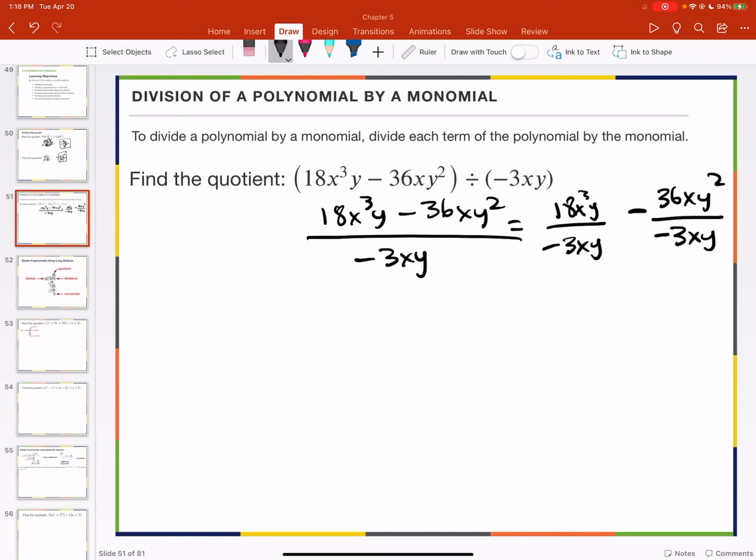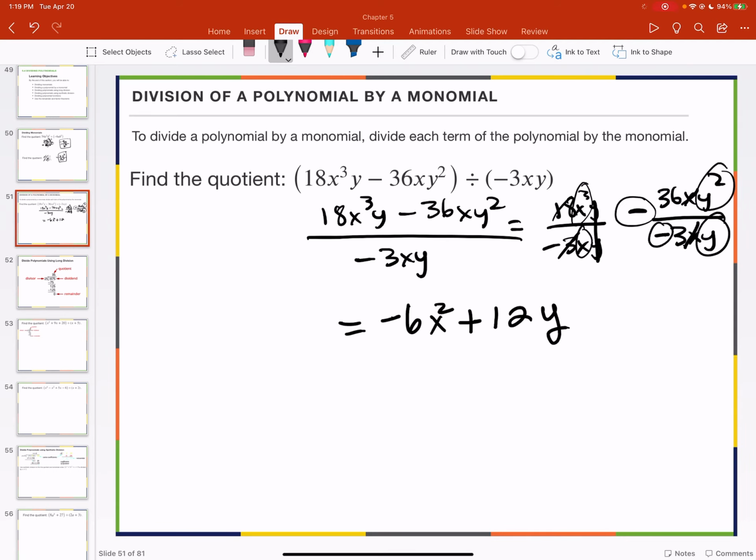Then you have here, 18 divided by negative 3 is negative 6. X cubed over x, that's 3 minus 1, it's x squared. And then the y's just cancel out. This negative and a negative become positive. 36 divided by 3 is 12. The x's cancel out. And then y squared divided by y, that's just y.